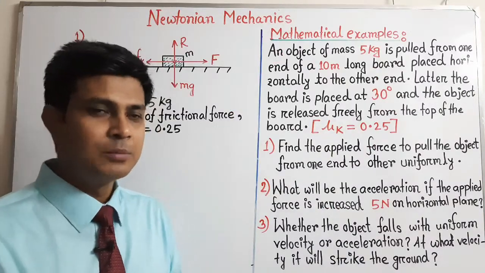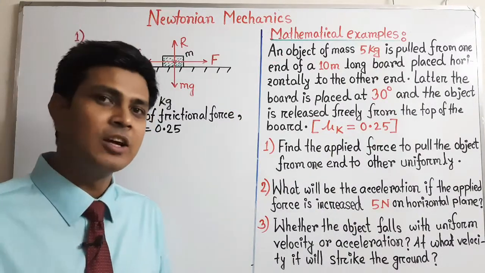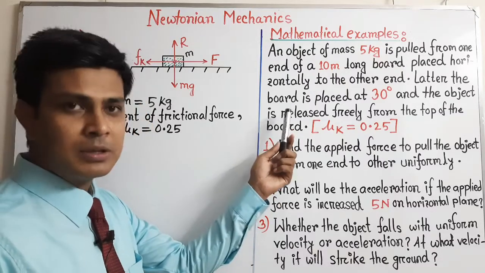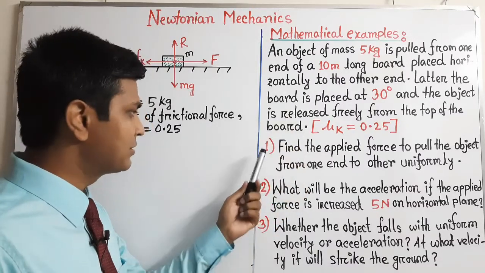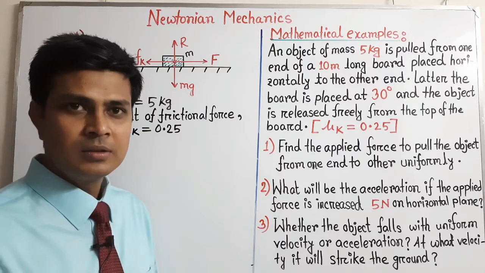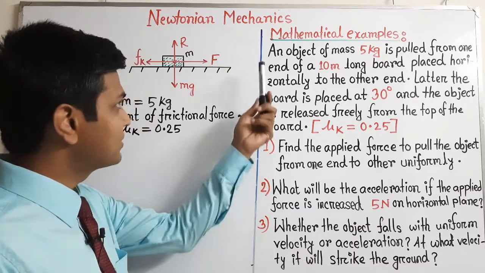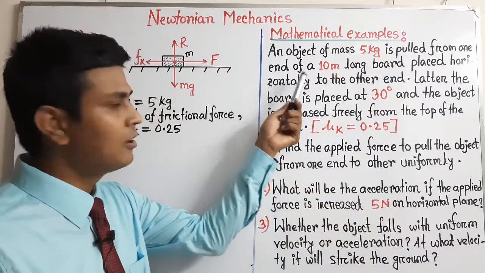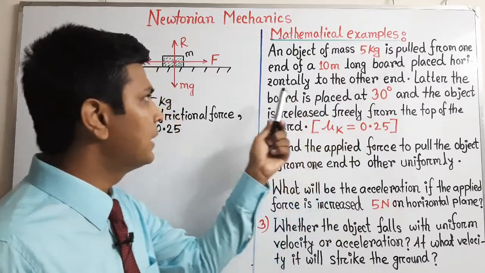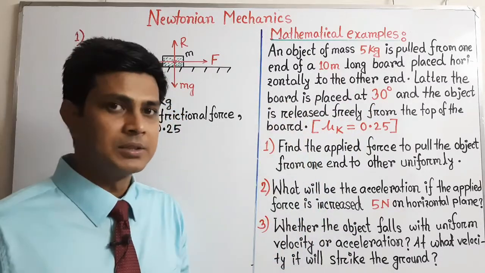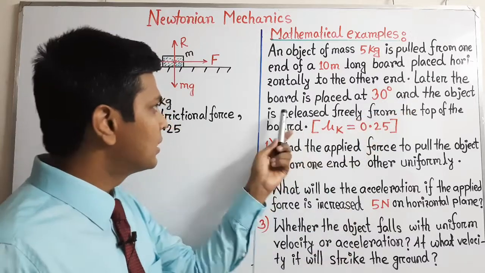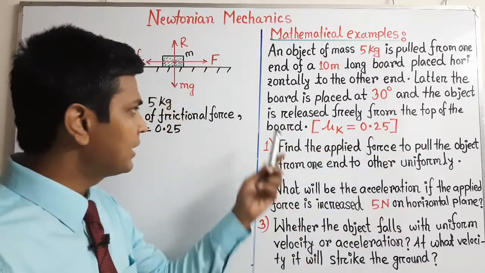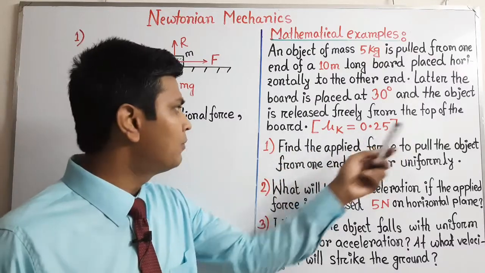Now I would like to solve some mathematical examples regarding today's topic. I have already written a stem on the board, and according to the stem you have to answer questions 1, 2 and 3. Okay, let's see the stem. The stem says an object of mass 5 kg was pulled from one end of a 10-meter long board placed horizontally to the other end. Later, the board is placed at a 30-degree angle and that object is released freely from the top of the board.